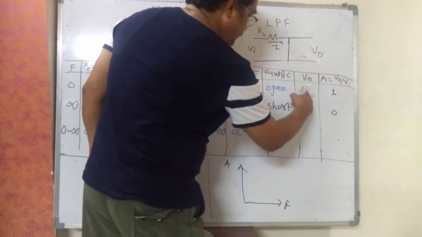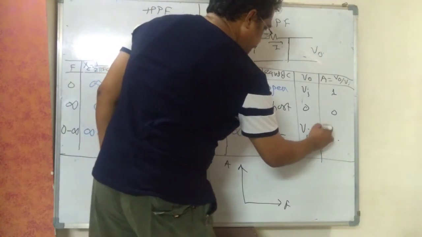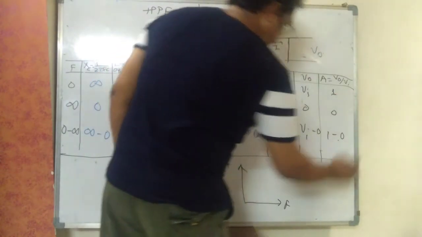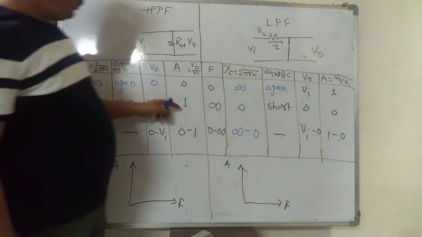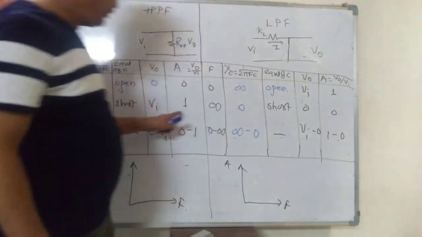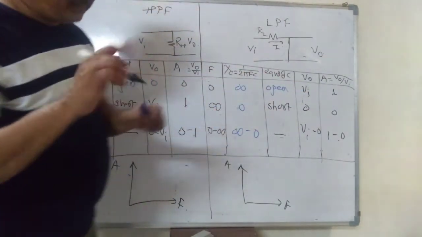So when frequency goes from 0 to infinity, infinity to 0, you cannot define this to this, this to this. So I have told you the maximum gain in an RC combination will be 1. Maximum gain in RC combination will be 1.